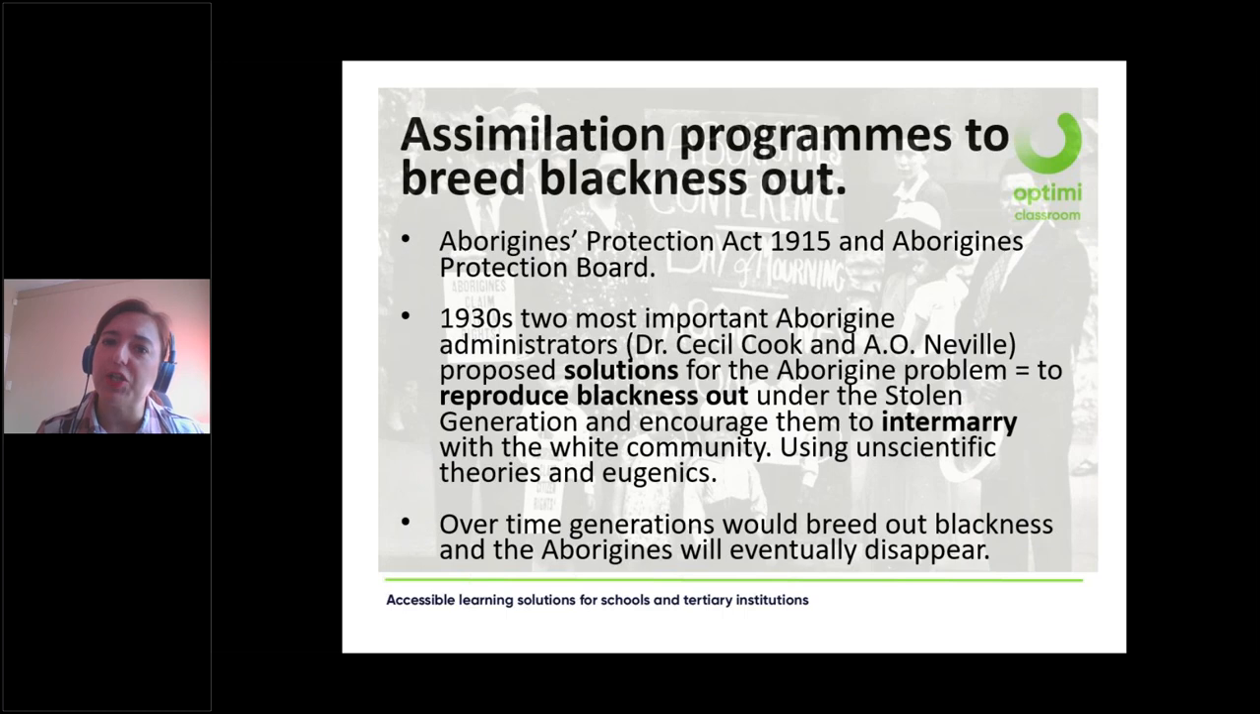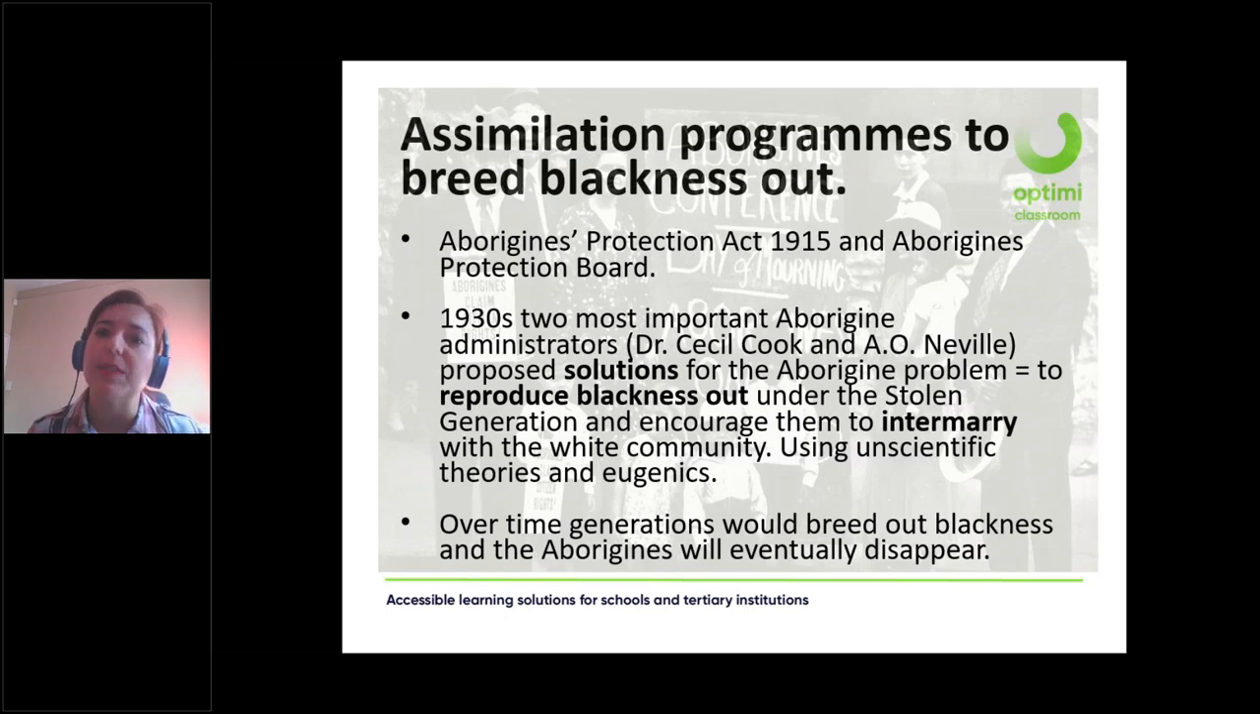Now remember, the stolen generation, children of mixed origin, were taken away from their homes and their parents to grow up in a white society, to be raised by foster parents, or to go to orphanages run by churches and so forth, and to actually westernize them in customs and language and all of those types of things. Now, one of the things to breed blackness out is to encourage children from the stolen generation to intermarry with the white community. Now, this is not a short-term solution.